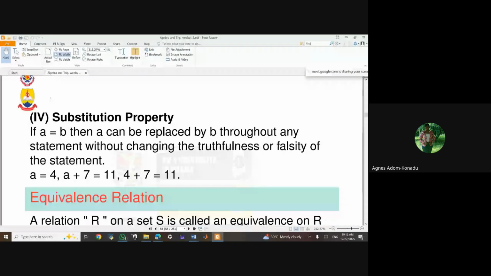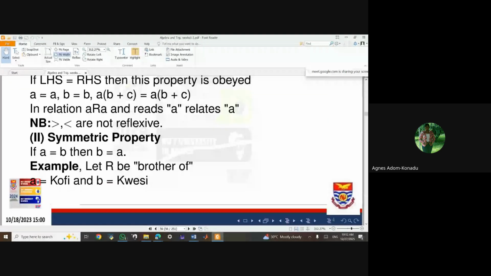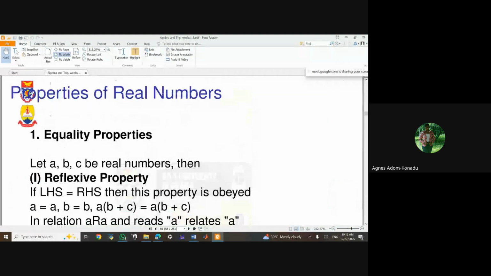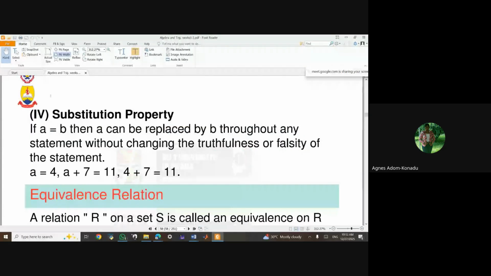All of them put together, we call them the equality property. Okay, we have another one here. That is the substitution property. It is also under the equality property. It says that if A is equal to B, then A can be replaced by B throughout any statement without changing the truthfulness or falsity of the statement.